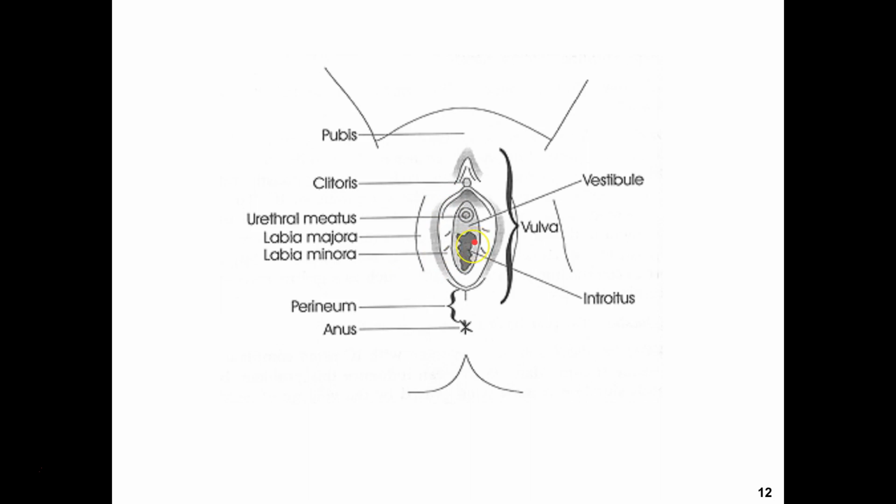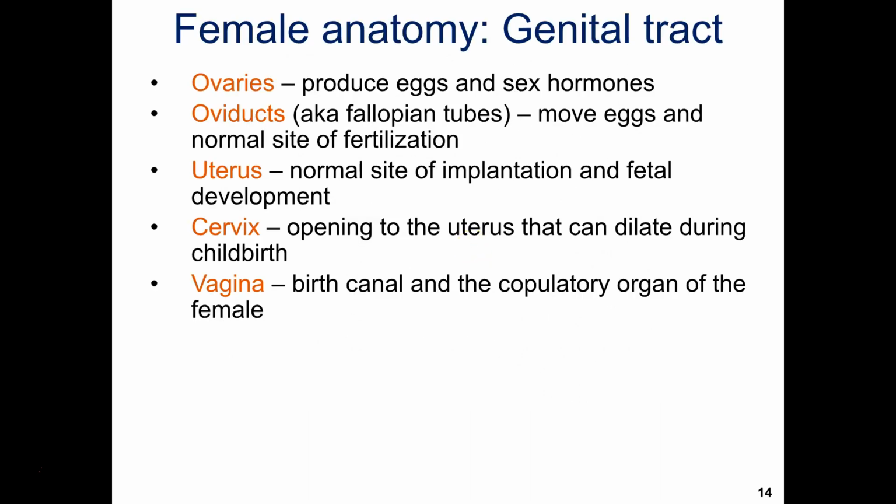So moving on to the more internal anatomy, the genital tract, you have the ovaries, which are producing eggs and sex hormones, like we talked about in that last section. The oviducts, which are also called the fallopian tubes. That's how I learned them, as fallopian tubes. But you can call them oviducts, you can call them fallopian tubes, you can call them whatever you want. Well, as long as it's correct. And those actually move eggs to the normal site of fertilization.